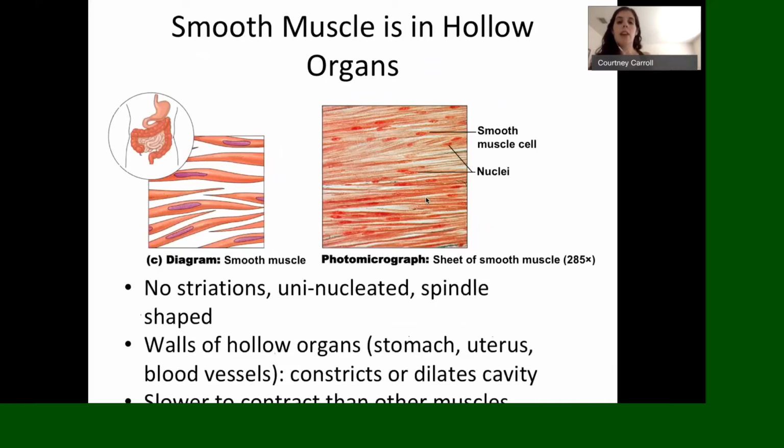Finally, we have our smooth muscle, which lines our hollow organs. This one doesn't have any striations. There's no stripes. That's why it's called smooth. It's uninucleated and the cells are spindle-shaped. And again, this lines the walls of our hollow organs, like our stomach and our uterus and our blood vessels.